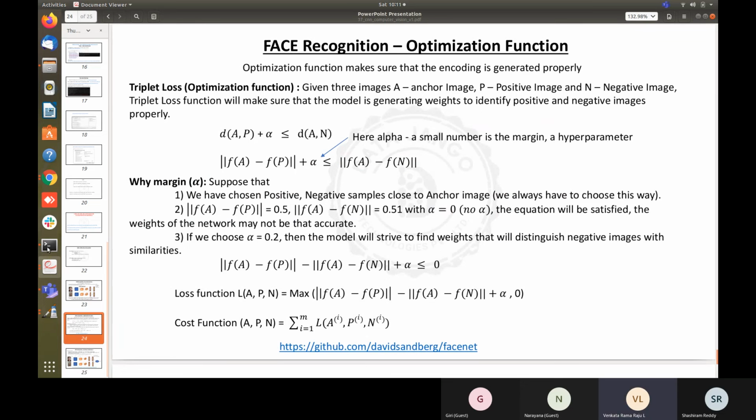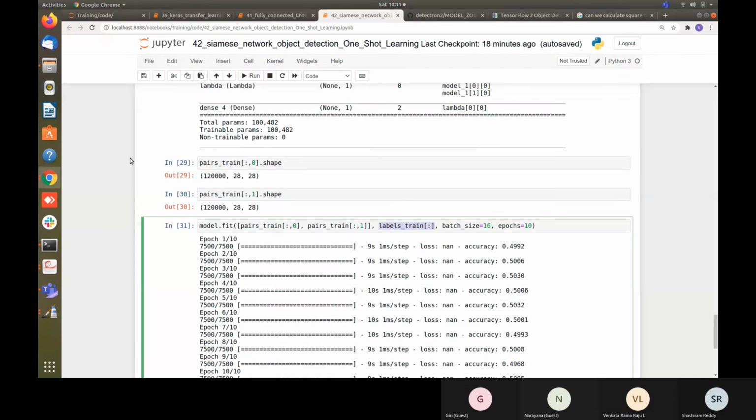Okay, got it? The difference between my implementation and a real Siamese network. Did you get it?